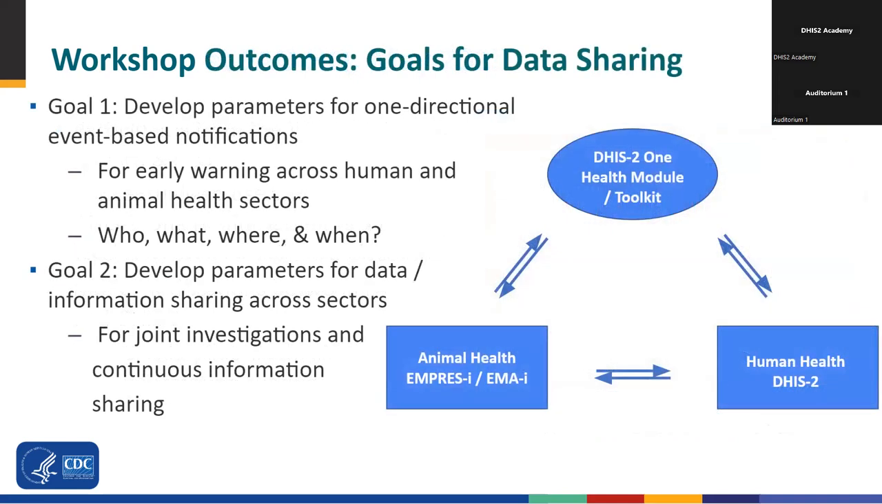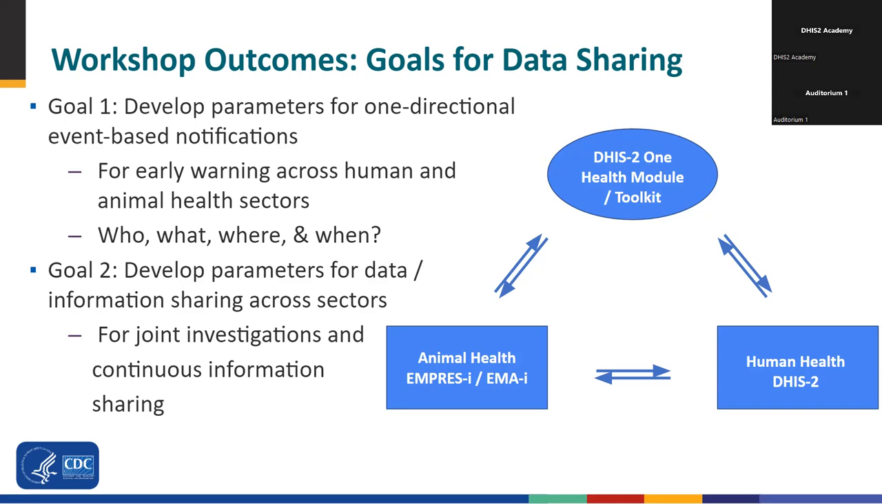The outcomes of this workshop developed two goals related to information sharing and data sharing. Goal one is signified by the horizontal lines across the community and subnational levels between the two tools, the FAO tools and the DHIS2 tools. And this mechanism was already created by our developers, Stefano and Brian, with our group and their team. It is one-directional data sharing, event-based notification across sectors.